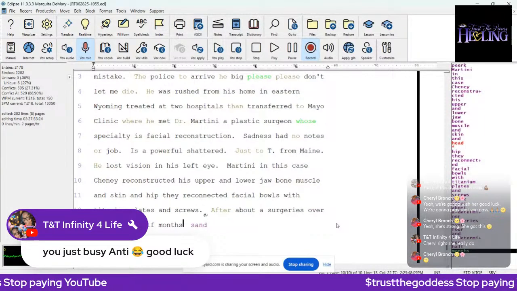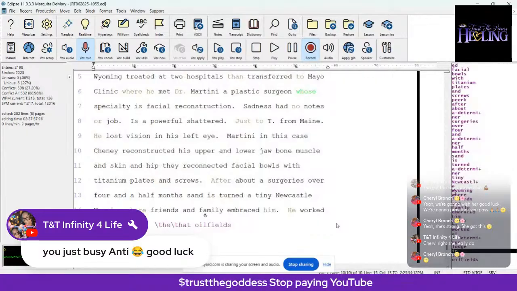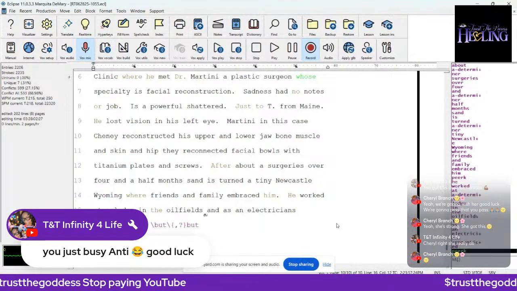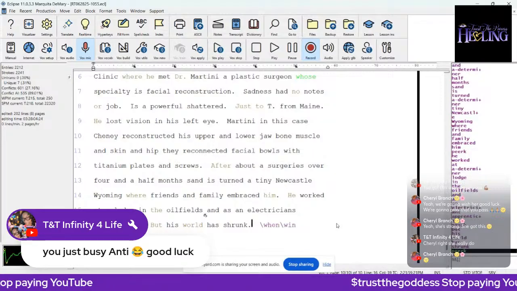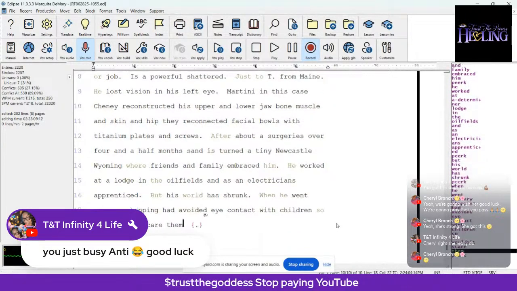He worked at a lodge in the oil fields and as an electrician's apprentice. But his world had shrunk. When he went grocery shopping, he avoided eye contact with children so he wouldn't scare them. He had almost no social life. He retreated to the hills to hunt and fish.